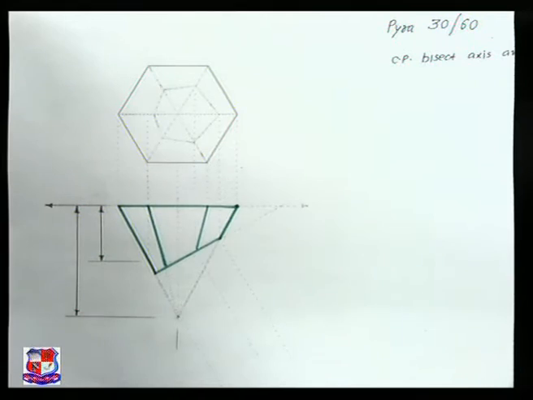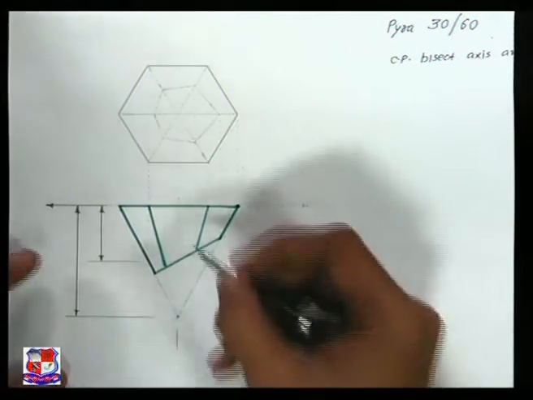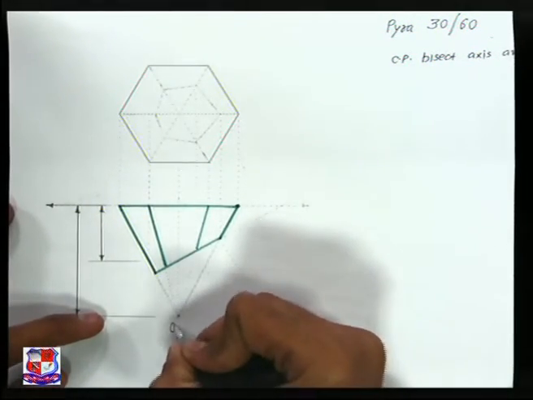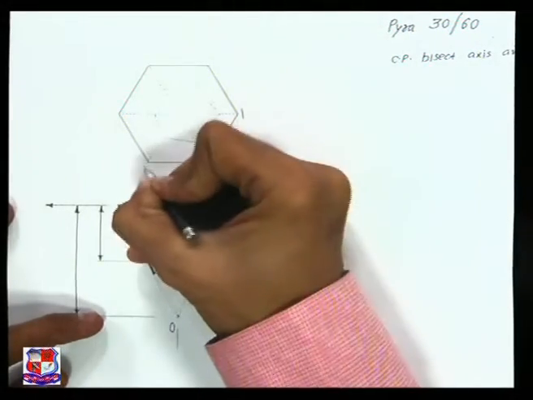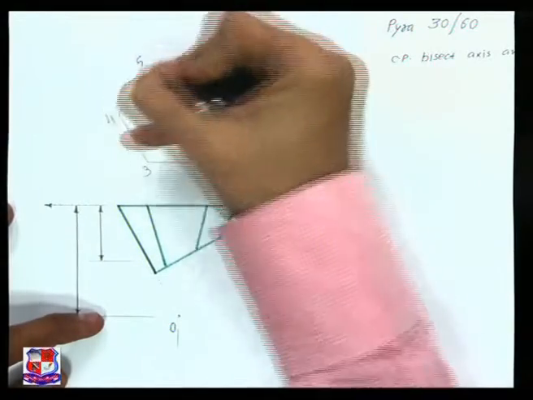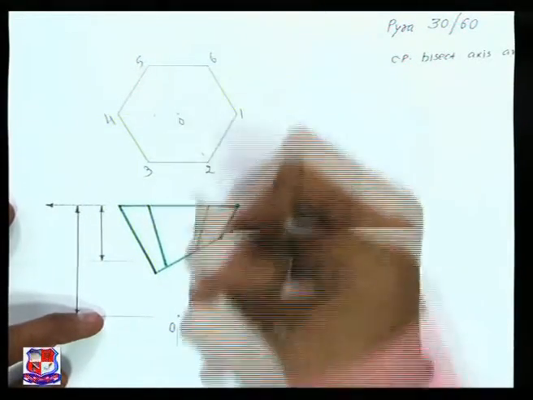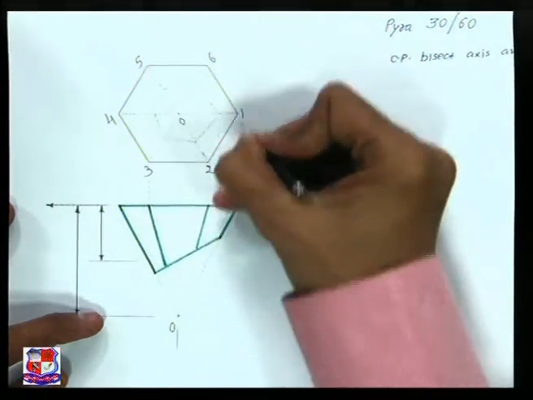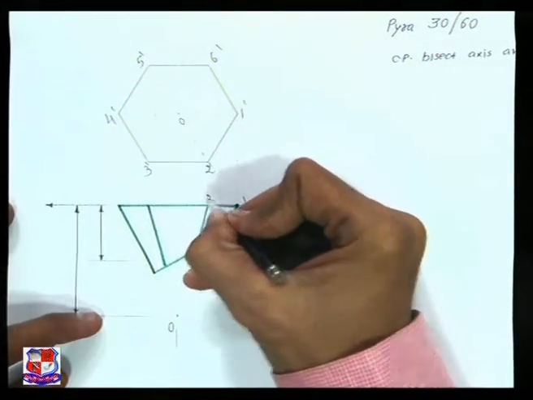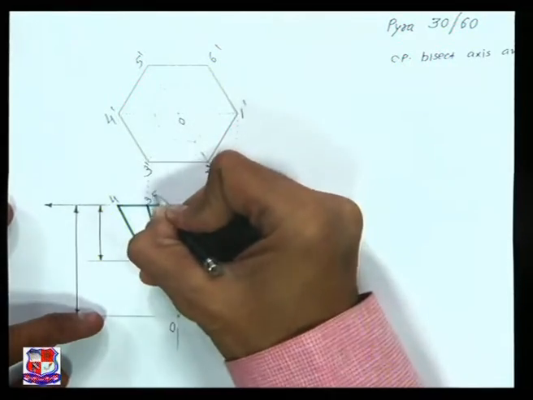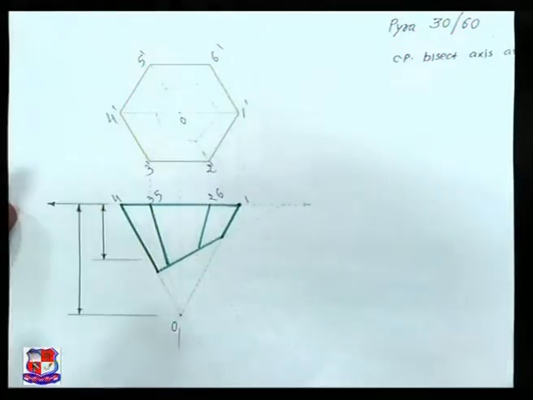Now find out the points of intersection for this cutting plane and name the generators. Here is apex point O. Here 1, 2, 3, 4, 5 and 6. Here apex point O is there. So here of course dash marks would be there in the front view, and here 1, 2, 3, 4, 5 and 6 points are there.